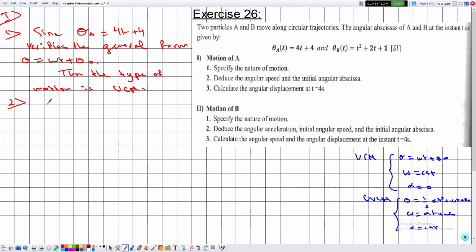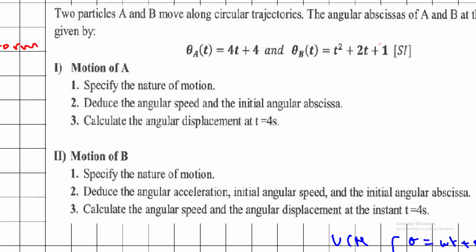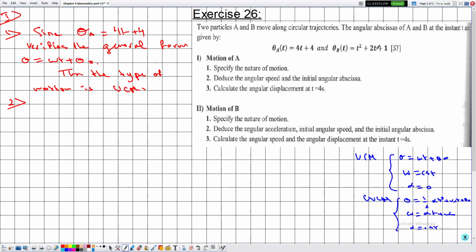Now in number 2, let me say, deduce the angular speed and the initial angular abscissa. Okay, so by deduce it means that we need to use the previous part. Okay, so in number 1 we have specified the type of motion. So let me say since the type of motion is UCM, then we can use the following equations that are given by theta is equal to omega t plus theta 0, omega is equal to a constant, alpha is equal to 0.